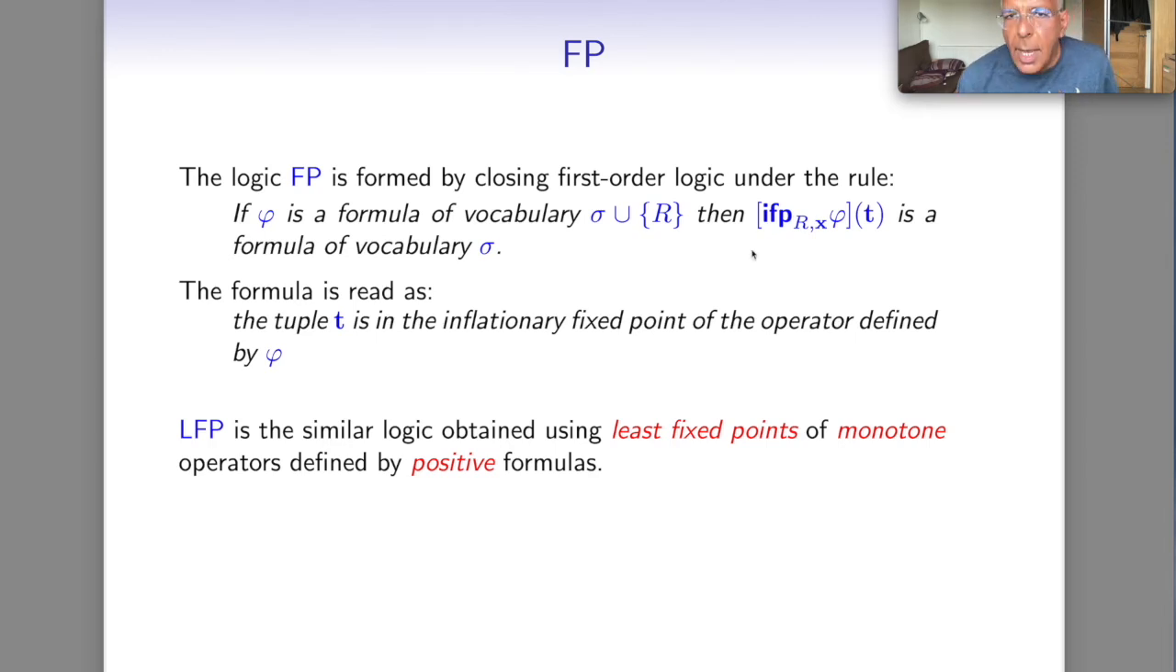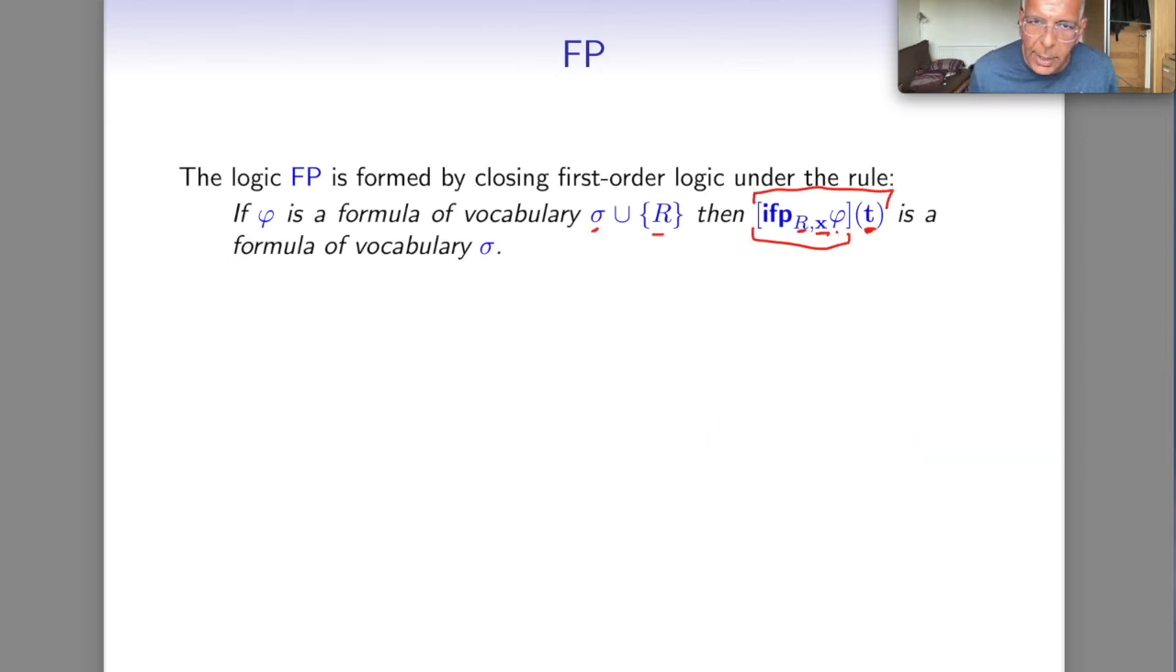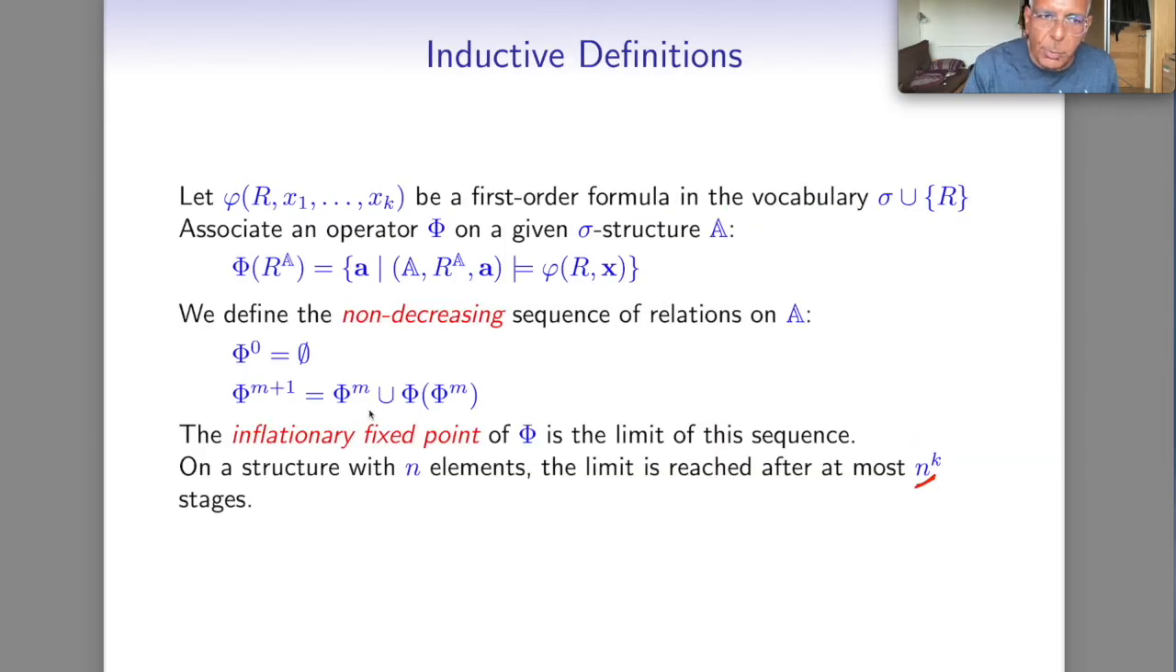Now, I wrote IFP here. That's for inflationary fixed point, but I just call the logic fixed point logic. There is a more classical definition of fixed point logic where instead of inflationary fixed points, you take least fixed points. But for that the formula phi has to define a monotone operator, not an arbitrary operator. Roughly speaking, in least fixed points you don't have the union, but the operator phi has to be monotone, which still guarantees that the sequence is non-decreasing.